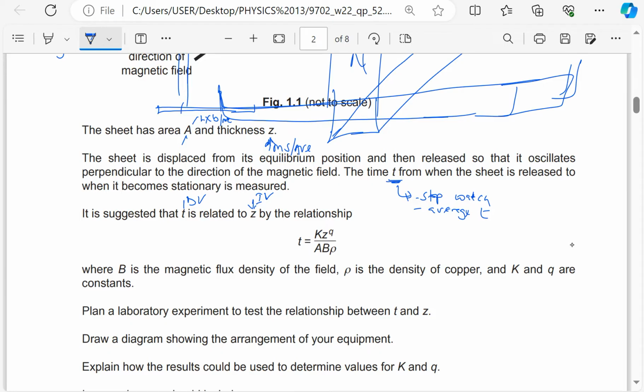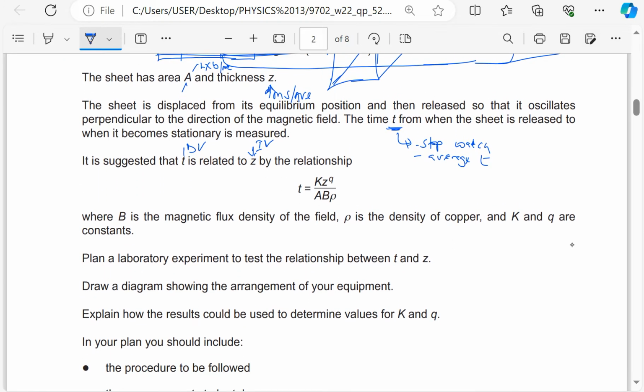It is suggested that t is related to z by this relationship: t = kz^q / (ABρ). B is the magnetic flux density. Remember, I need to measure the magnetic flux density and it should remain constant. So here I will use a Hall probe. And remember, every time you use a Hall probe, you first measure in one direction, then in the opposite direction, and get the average. So average is very important.